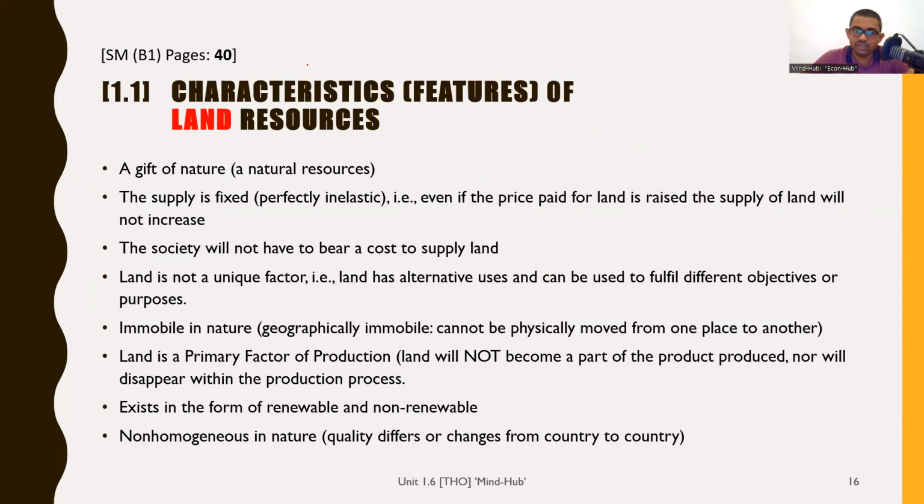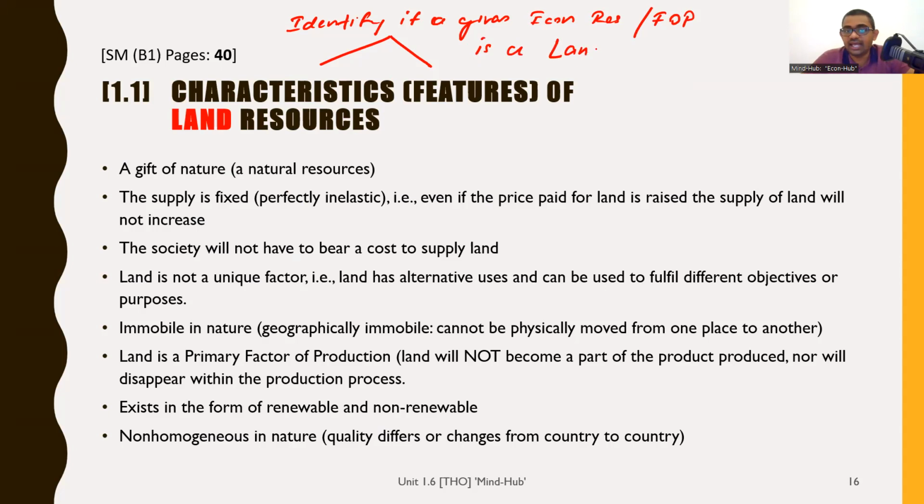Okay. Characteristics of features. I was asking, why do we need them? What do they really mean? Characteristics of features is the way we identify if a given economic resource, factor of production, is a land resource. So we need to know the features, the characteristics. Even if you want to identify a person properly, you need to know the characteristics. So what characteristics help us identify that this resource is a land resource? Get it? Right.